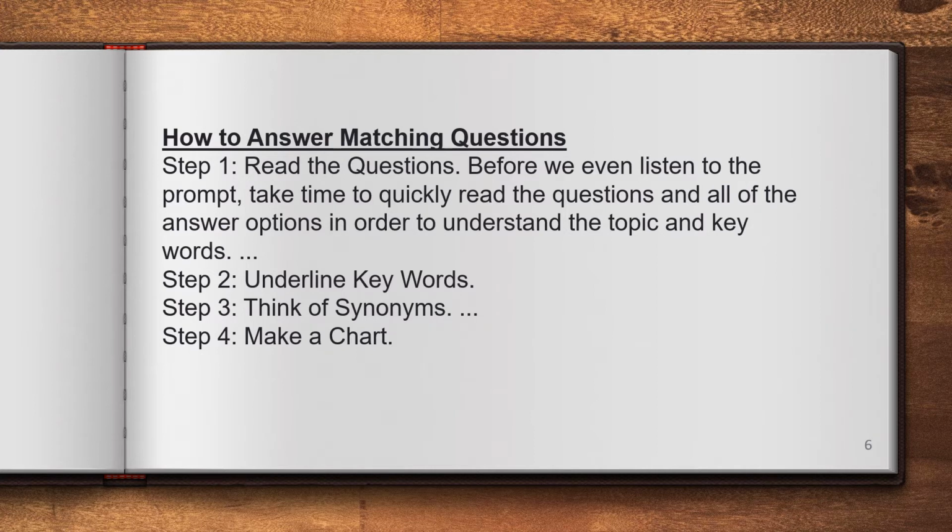Alright, as usual, step number 2 here, we need to underline keywords. Right, sometimes if we listen, we can hear the same words, or we can say that it is the synonyms. Alright, synonym maksudnya ialah perkataan yang hampir sama. Right, that is step number 3. And then step number 4, make a chart.